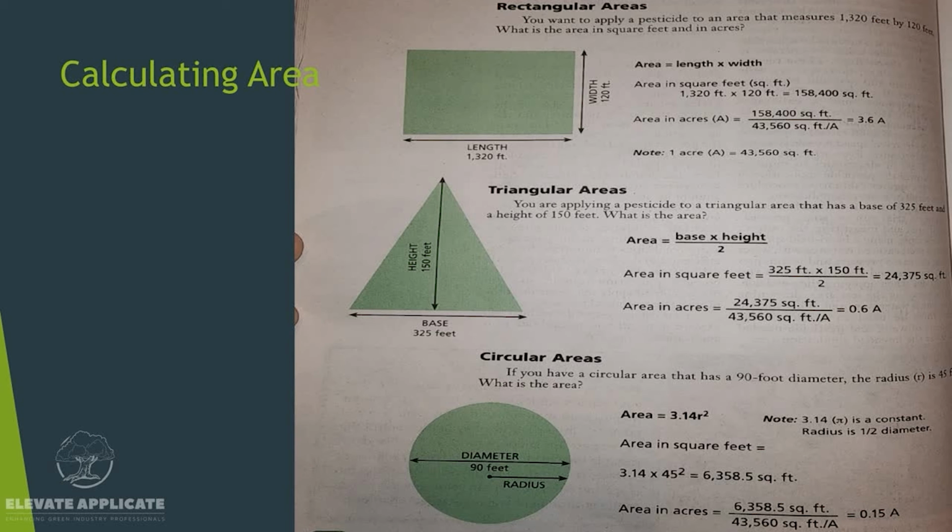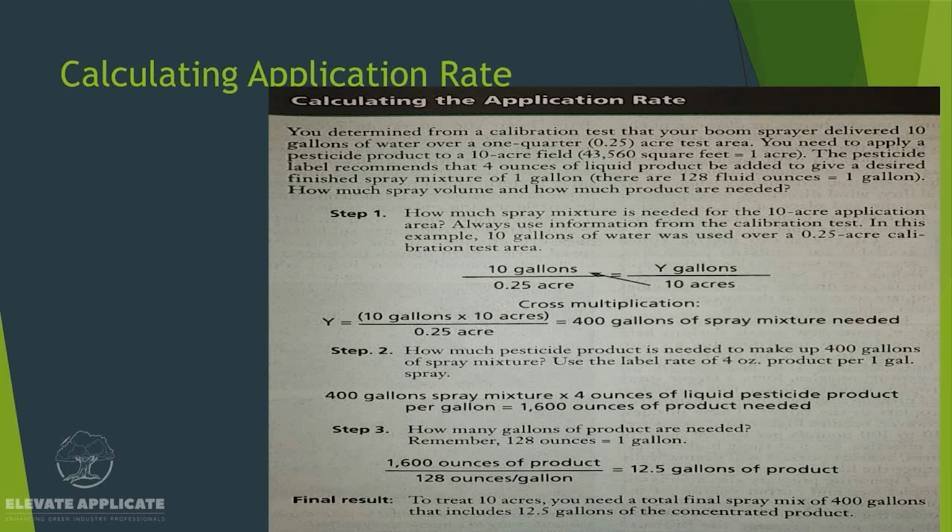So 6,358.5 square feet divided by 43,560 square feet equals 0.15 acres. Okay? You're definitely going to be tested on knowing your areas. So definitely run some calculations and practice this for your rectangles, your triangles, and your circles.